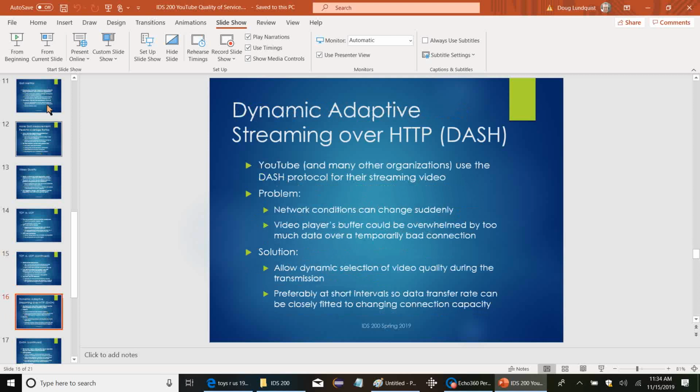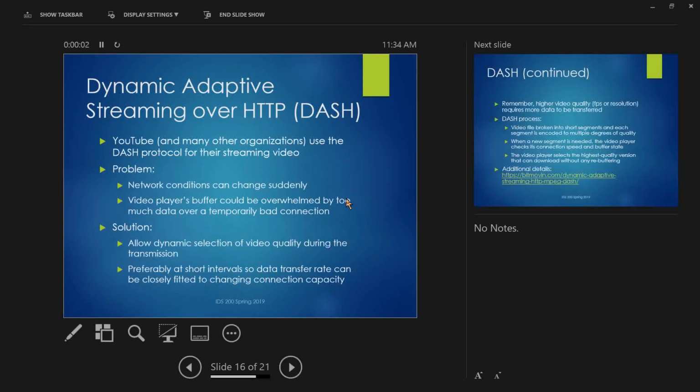Okay, so let's talk about how YouTube actually does it. YouTube, and many other video streaming sites, by the way, use a system called Dynamic Adaptive Streaming over HTTP. HTTP is Hypertext Transfer Protocol, basically the mechanism for delivering data over the internet. So this is called Dash. That's the acronym there. So YouTube and many other organizations use the Dash protocol for streaming video. If you're interested, you can look it up.